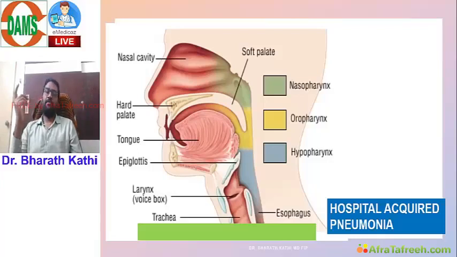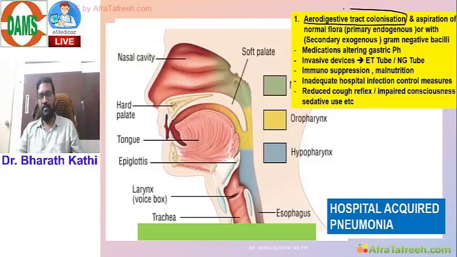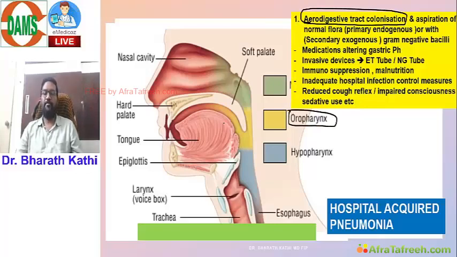Sometimes, apart from the normal organisms, some dangerous organisms can grow in your oropharynx and aspirate into your lungs. So the first mechanism is always aerodigestive tract colonization, the upper airway colonization, especially the oropharynx. These organisms will not just stay; because of some reason they will get aspirated into the lung.